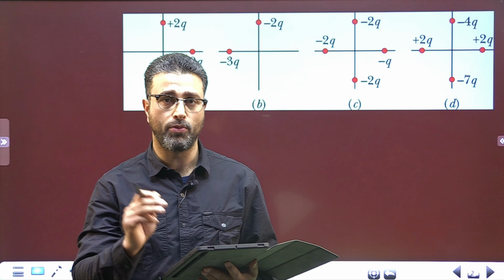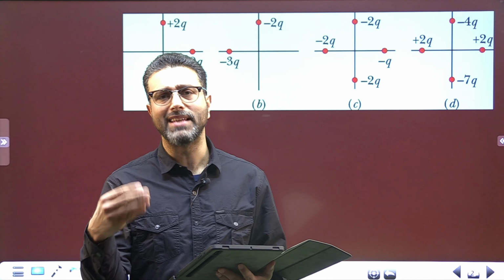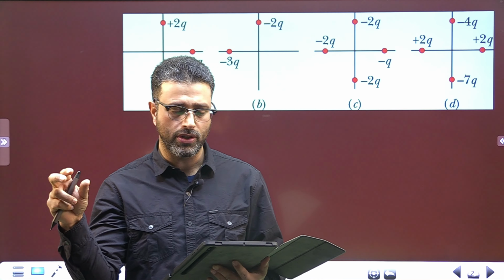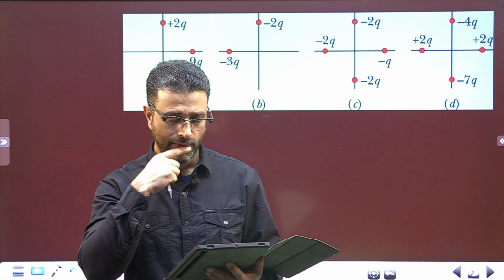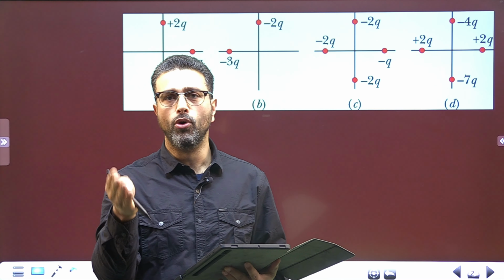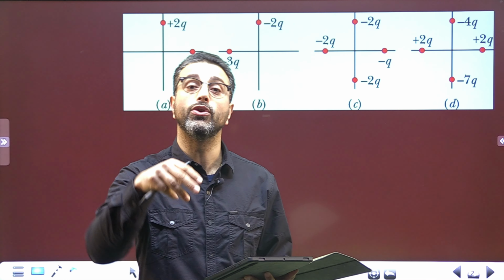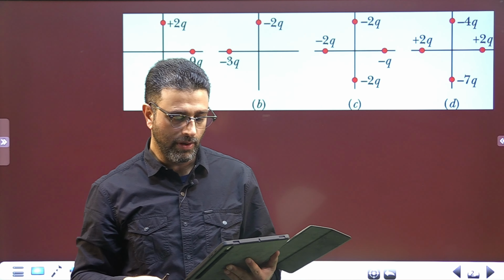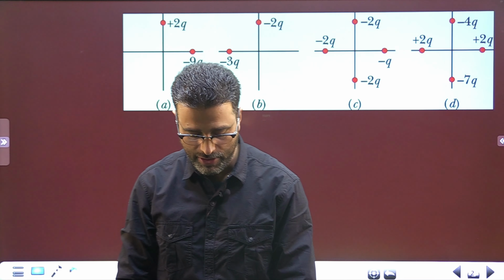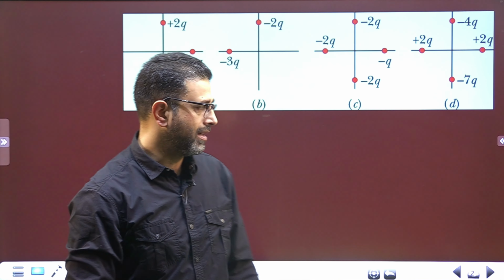Okay, this is important. Most positive first. So we have to consider the sign also. While ranking the potential, we have to consider the sign. If we consider the sign, most positive will be greatest, most negative will be the least. Take the potential to be zero at infinity, meaning infinity is our reference point.